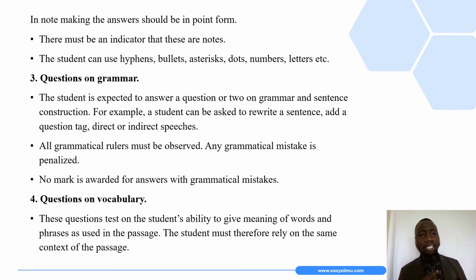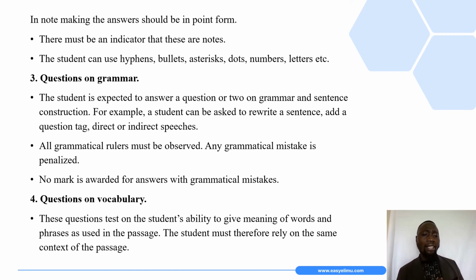In note making, the answer should be in point form. That is now the difference that we have in summary writing and note making. Summary writing is done in continuous prose, that is, in sentences, whereas in note making, the answers are presented in point form. And there must be an indicator that whatever you are making are notes. Indicator meaning that the student can use hyphens, bullets, asterisks, dots, numbers, letters of the alphabet, and so on.